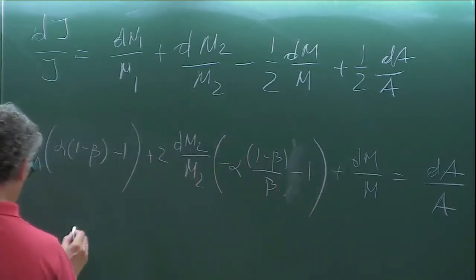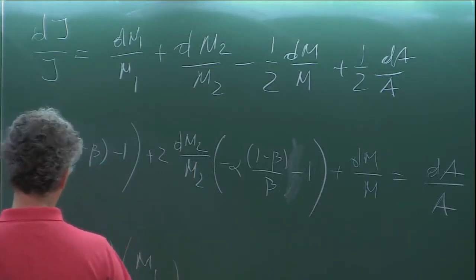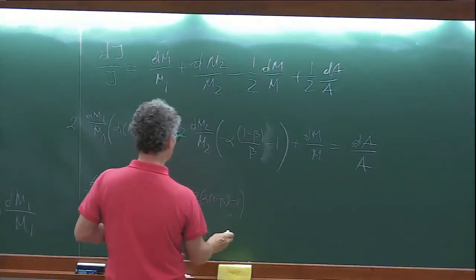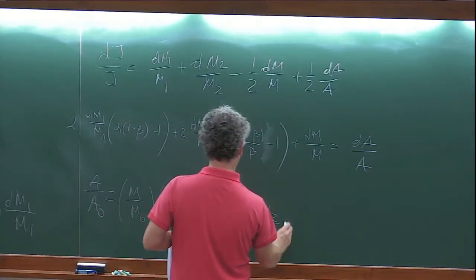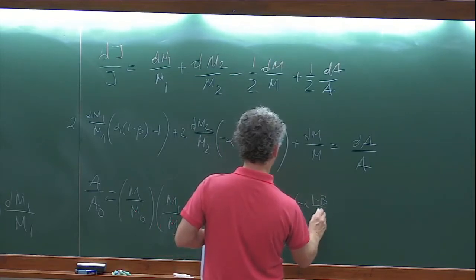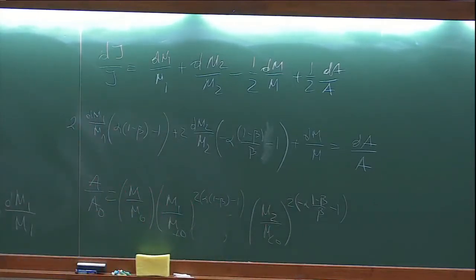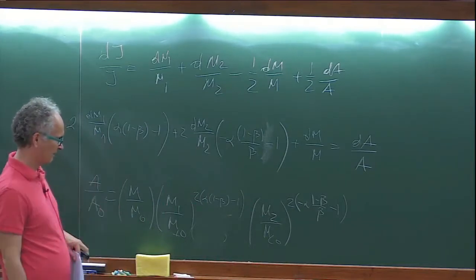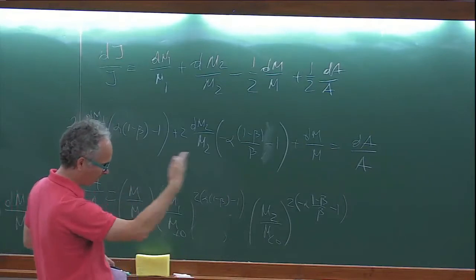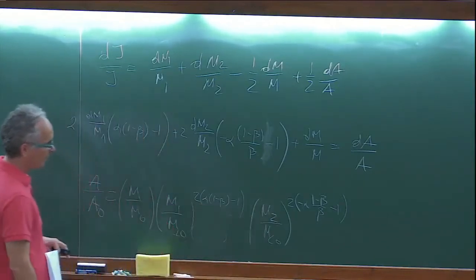And this can be integrated to give A over A0 equal to m1 over m10 to the power of 2 alpha 1 minus beta minus 1, and m2 over m20 to the power of 2. Okay, so this equation also reduces to the conservative case when beta is equal to 1, and then we'll have the power of minus 2 here and minus 2 there.